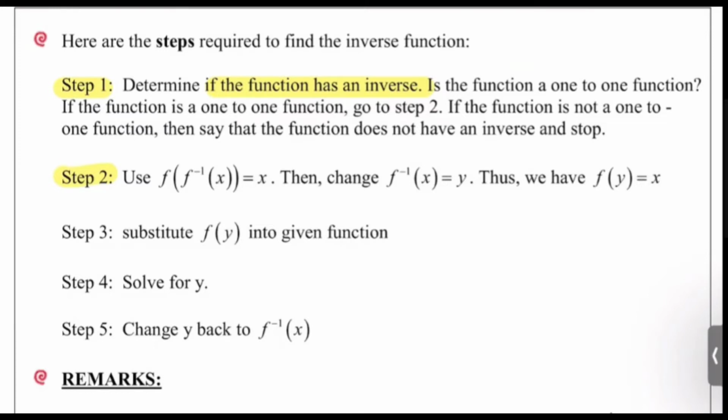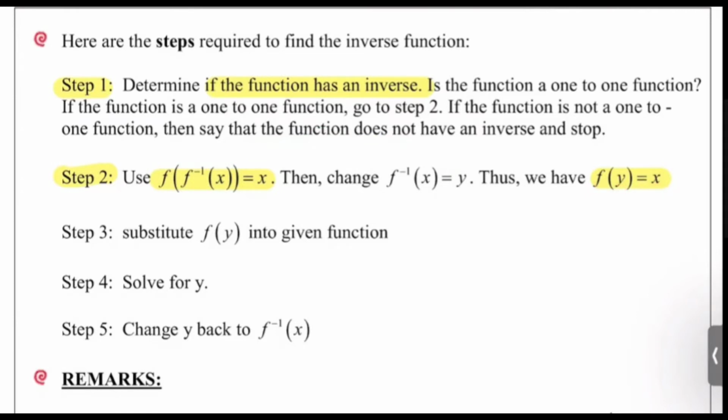Step kedua, kita akan guna f composite dengan f inverse is equals to x. Kita akan guna fakta ini. Then kita akan tukarkan f inverse di sini sebagai y. Kita akan let dia sebagai y. Jadi kita akan dapat f of y is equals to x. Yang ini tadi kita dah letkan sebagai y, jadi yang ni kita gantilah. So dia akan jadi f of y is equals to x.